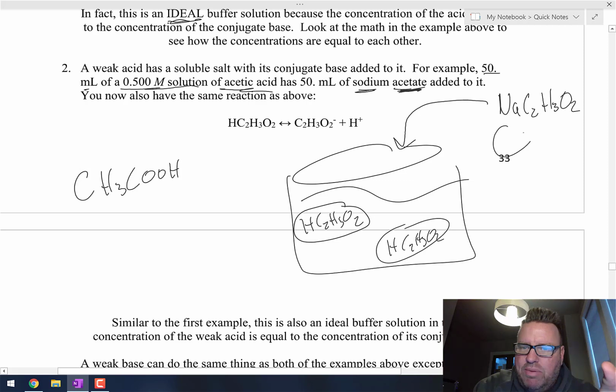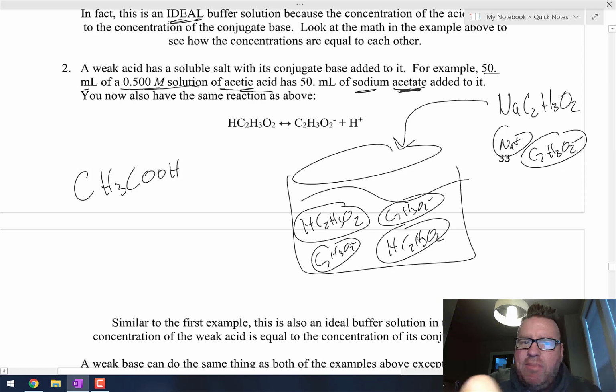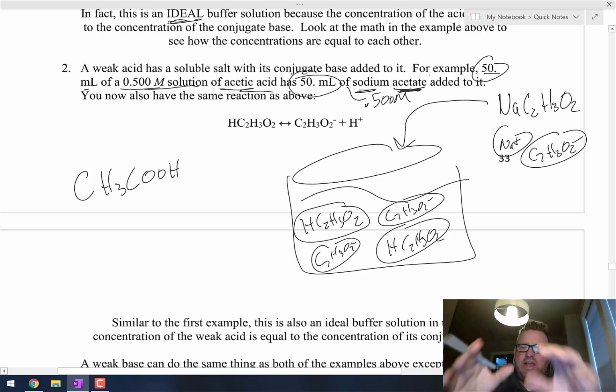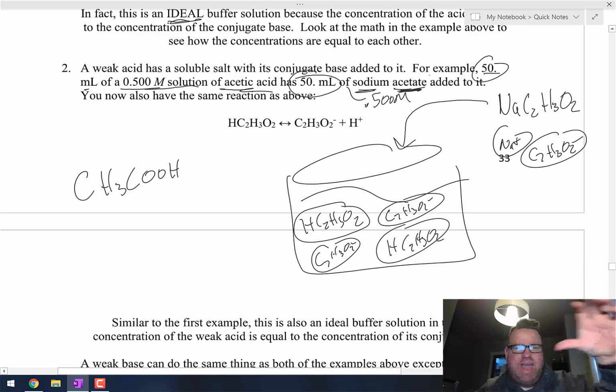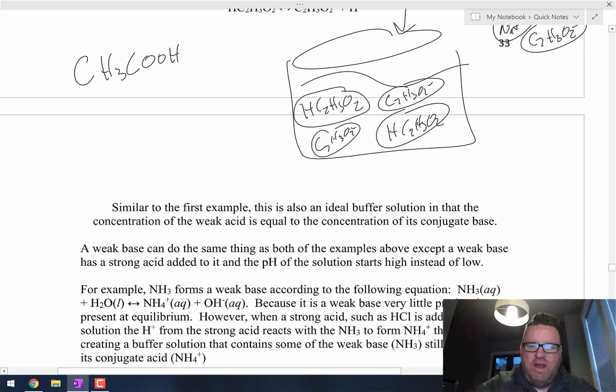which means now I'm going to have a bunch of Na+ ions floating around in there, which we don't really care about. But more importantly, we're going to have C2H3O2-, which is the conjugate base. Okay? And notice in this case, they add the same volume. It should say 15 milliliters of 0.5 molar sodium acetate. Because then notice you're adding the exact same number of moles of the acid. You're adding the exact same moles of the conjugate base.